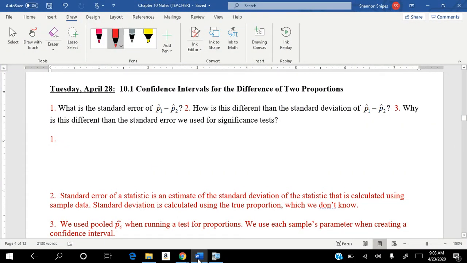All right, today we're going to look at confidence intervals for the difference of two proportions. Please remember that you want to have your formula sheet and a calculator for sure at the minimum.